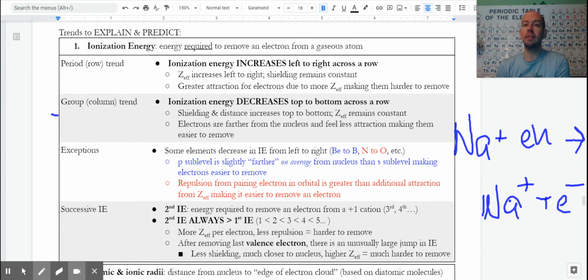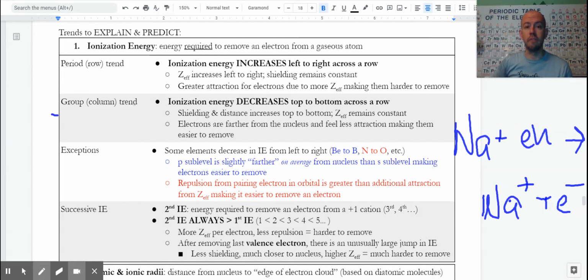So when we think about the noble gases as not wanting to lose electrons, it's not because they're full, and that's the full argument. The explanation is they have a very, very high attraction for electrons. They have the highest Zeff. The alkali metals have the lowest Zeff, therefore requiring the least energy to remove them.